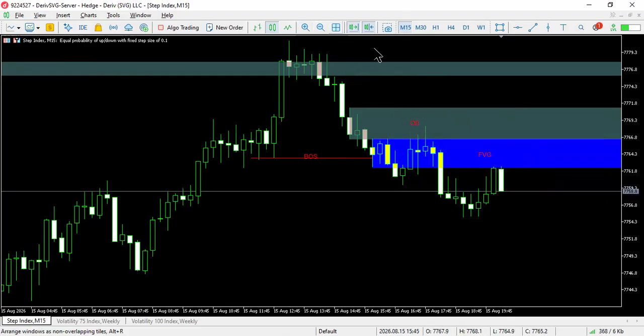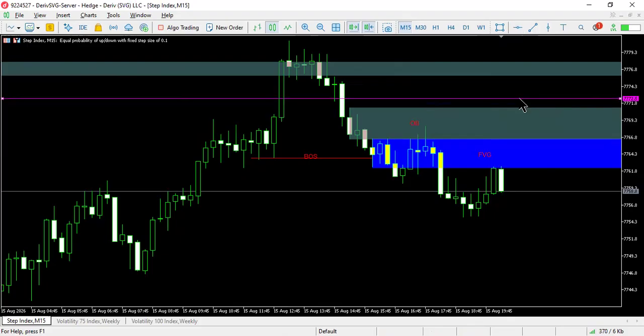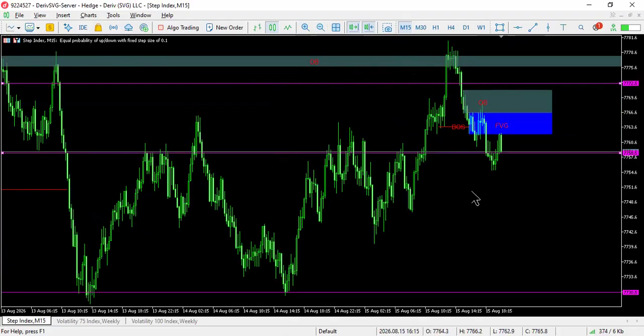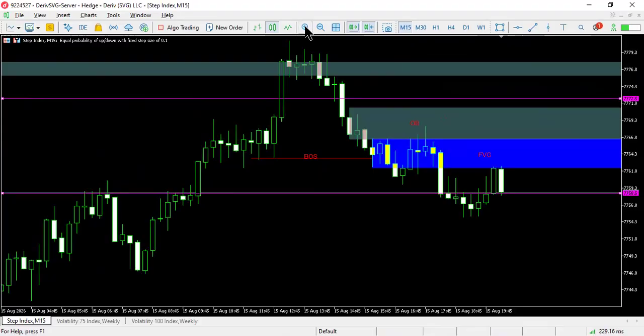So instant execution on Step Index: entry price, current market price, with your stop loss slightly above the order block at 7772.5. Entry price, current market price, and then your take profit level. We are targeting this extreme low, which is at 7730.5. And always apply proper risk management.